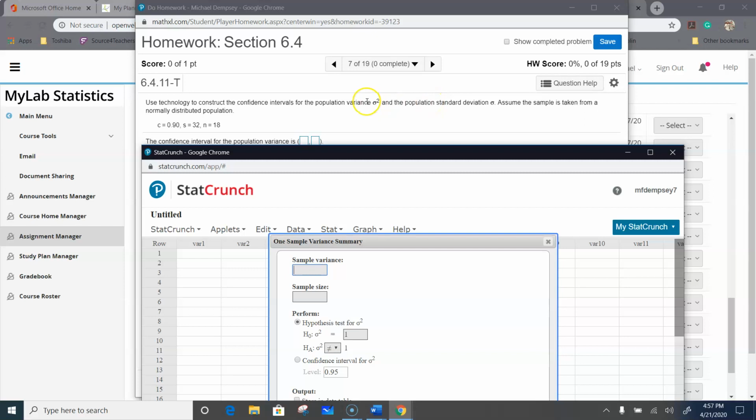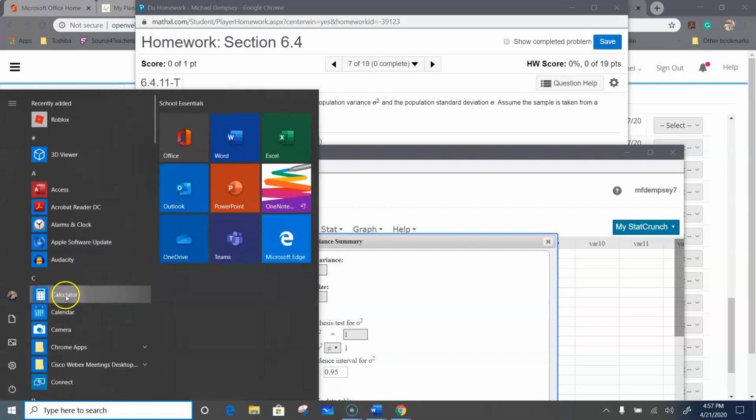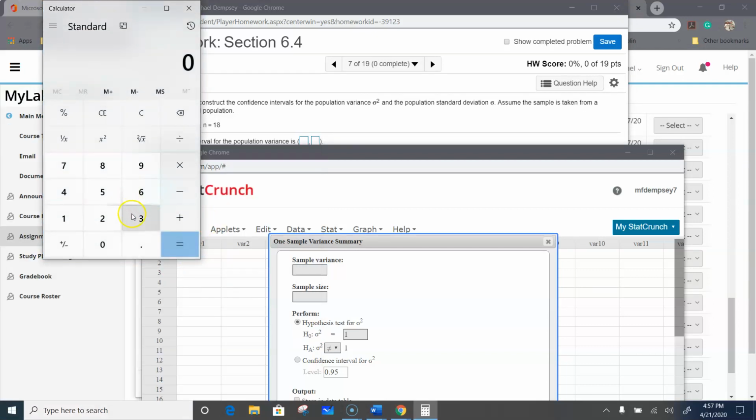So use technology, construct confidence intervals for population variance and the population standard deviation. Okay. Actually they gave s equals 32. So my sample variance is going to be 32 squared. Let's see if I can grab a calculator real quick. Thought they would make this easy for me and give me the 1024.